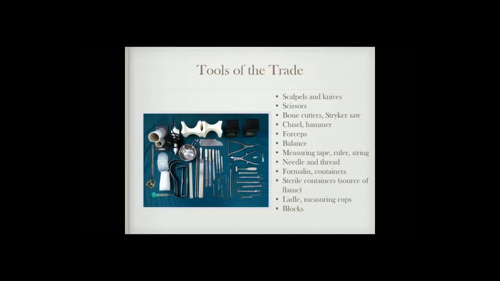There are a wide range of tools that you'll likely use for an autopsy. These can include scalpels and knives for cutting organs, bone cutters and Stryker saws for getting through bone, forceps, balance, measuring tape and ruler, a needle and thread for closing the body afterwards, formalin and containers to store tissue, sterile containers if you suspect microbiology, a ladle for any fluids, and don't forget your blocks for processing the tissue.